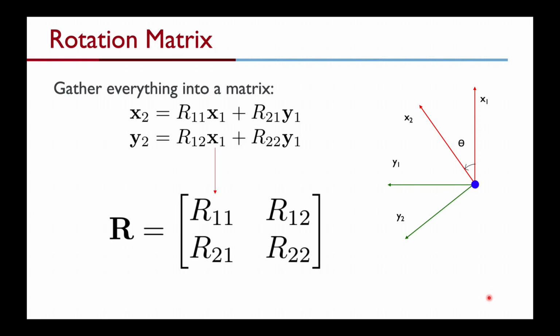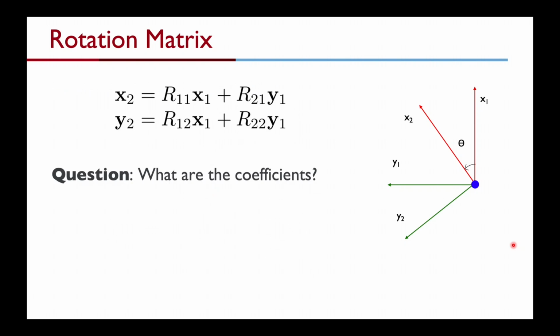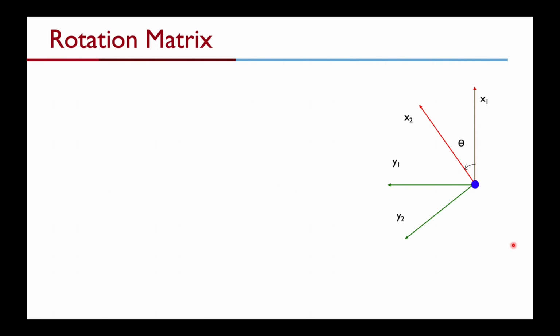So far, nothing really drastic has happened. We are just trying to represent the unit vectors in my new coordinate frame as a rotation matrix times my unit vectors in the original frame. So the question arises, what are the values of these coefficients, right? So what are these coefficients R11?